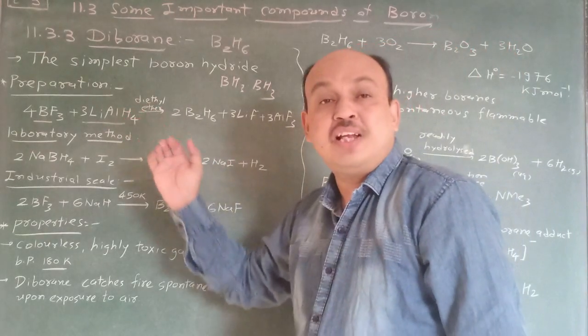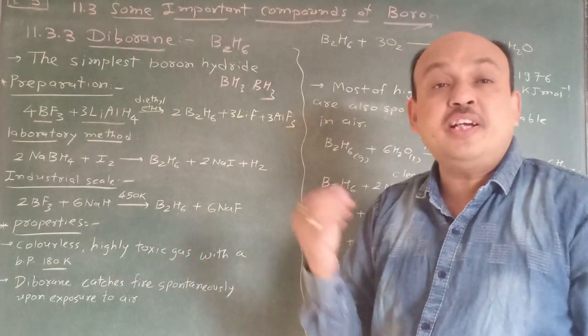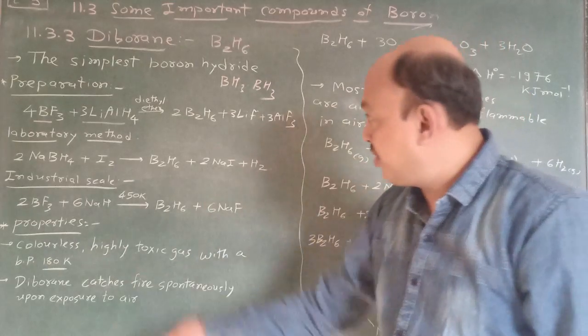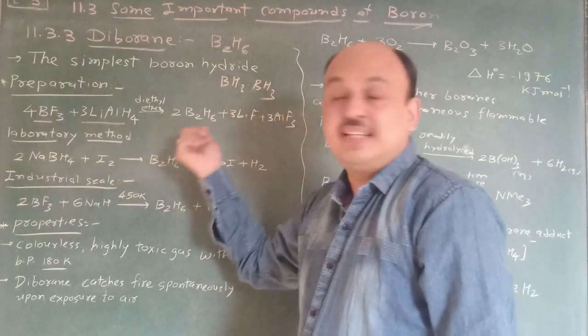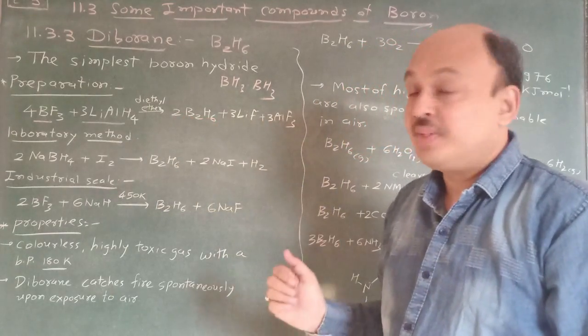Okay, and this lithium aluminium hydride is a strong reducing agent. It provides hydrogen to boron trifluoride, and that's why here B2H6 is formed.